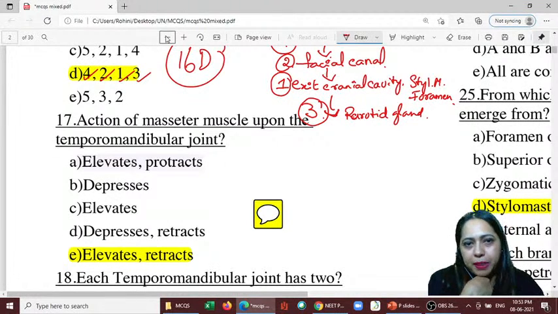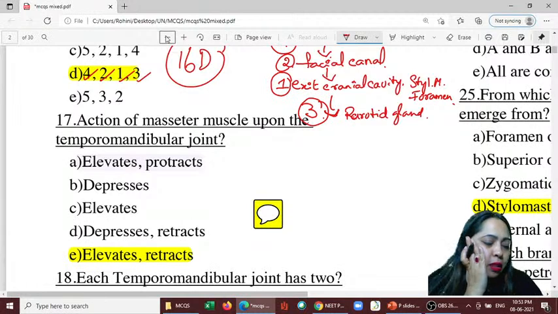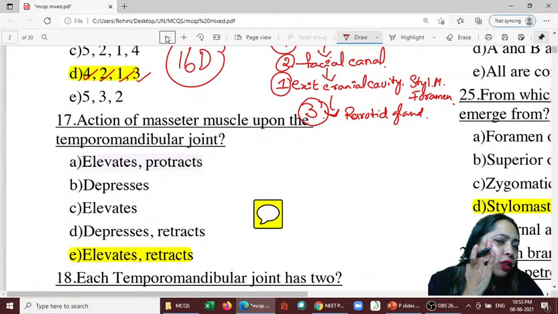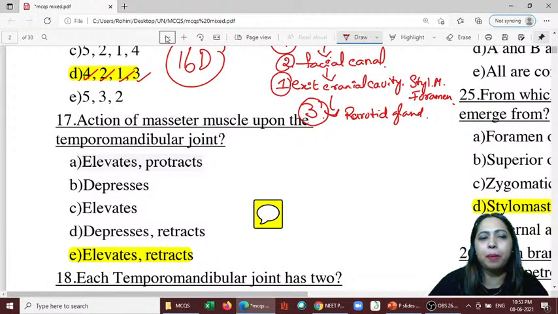Action of masseter muscle upon the temporomandibular joint. What is the action of masseter muscle on the temporomandibular joint? Remember, we talked about where the masseter muscle is. It is present on the lateral aspect of the face. And what does that do?